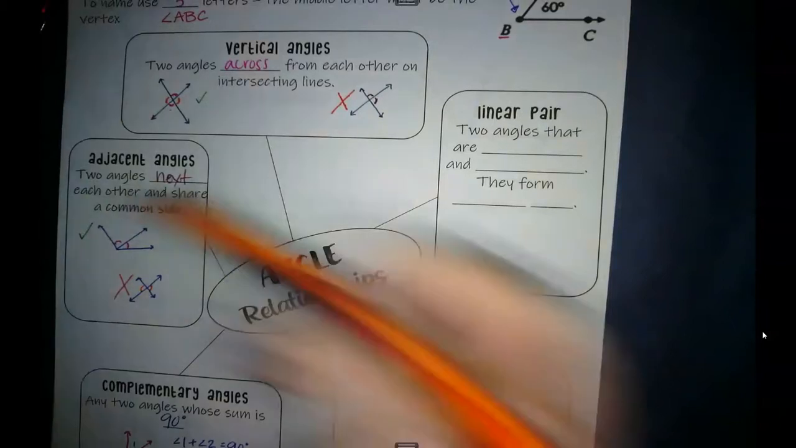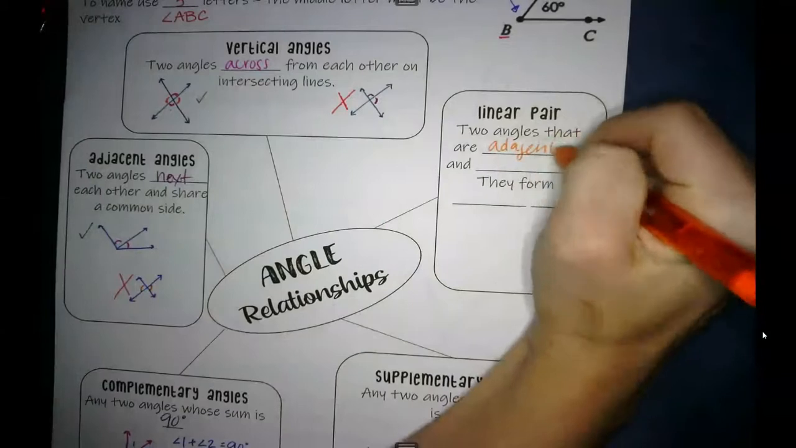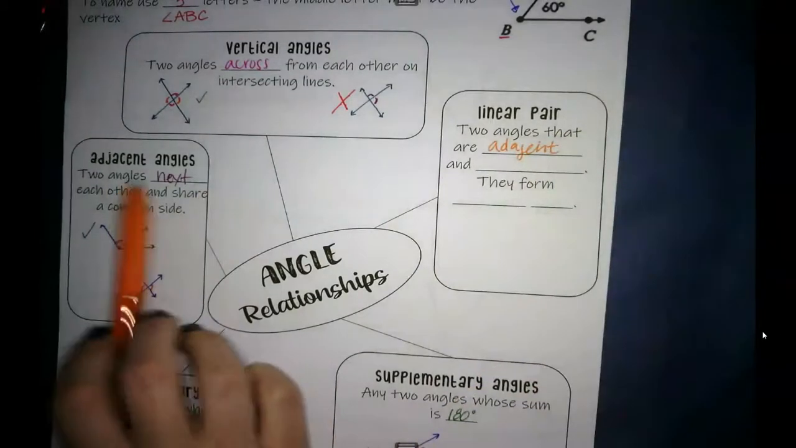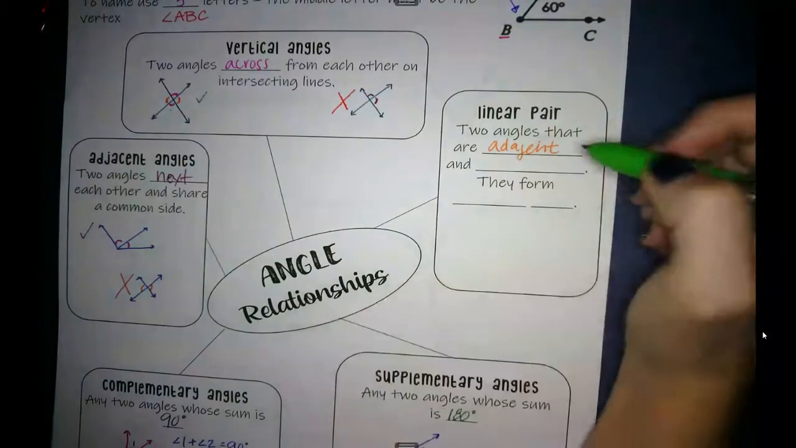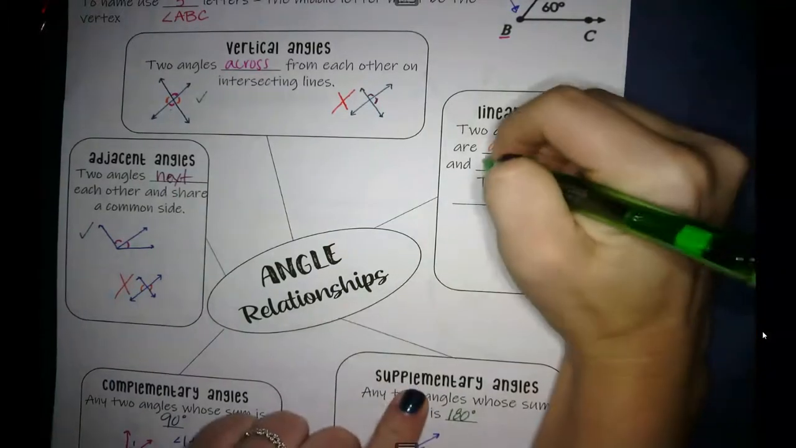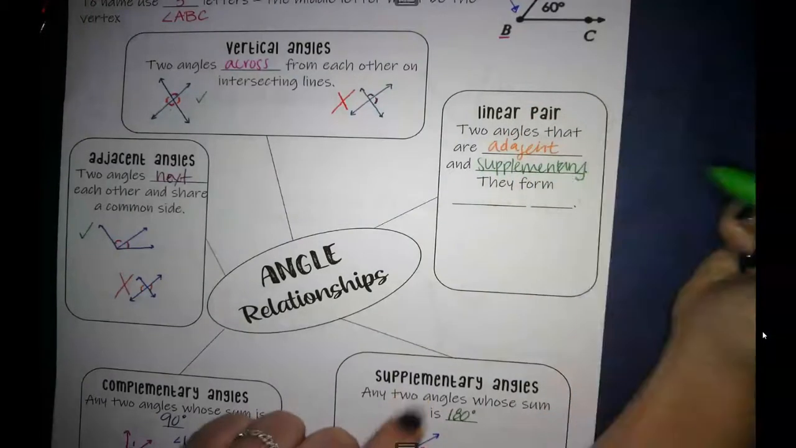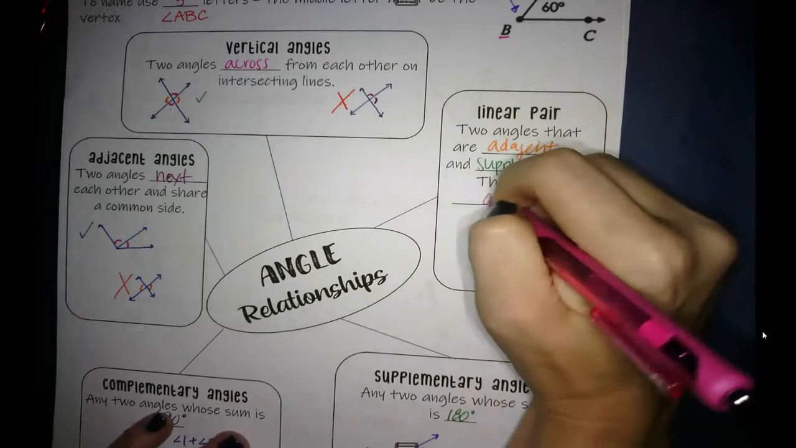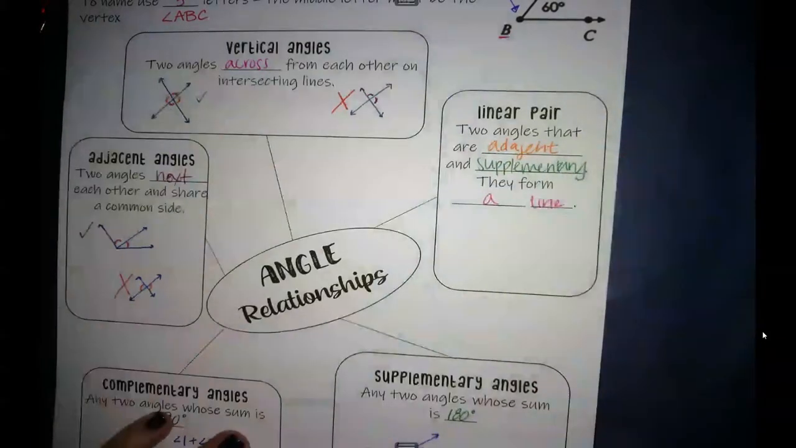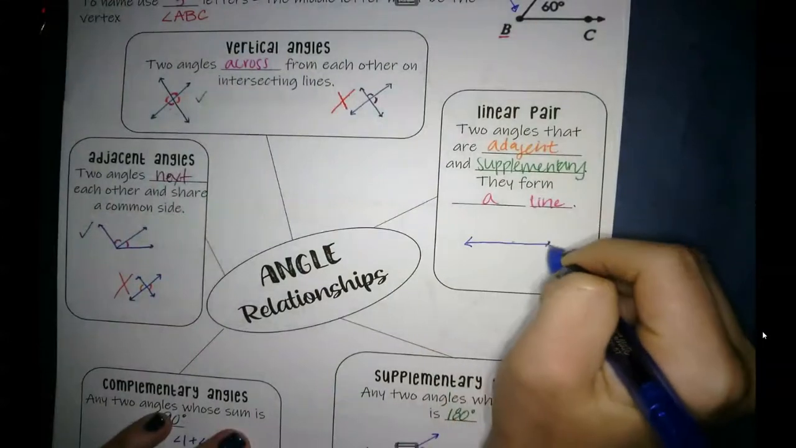What are those? They are two angles that are adjacent, so next to each other, and they are also supplementary. So they are going to be next to each other and also add up to 180, and these form a line. So it looks like that picture that I just drew down there for supplementary.